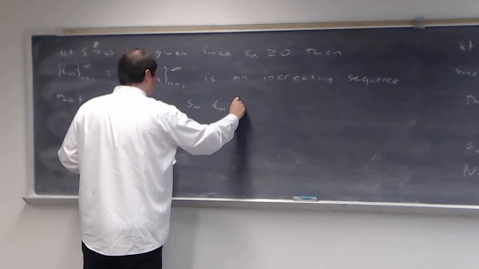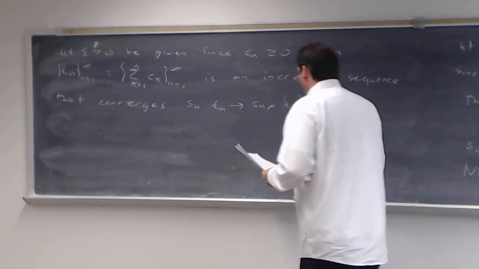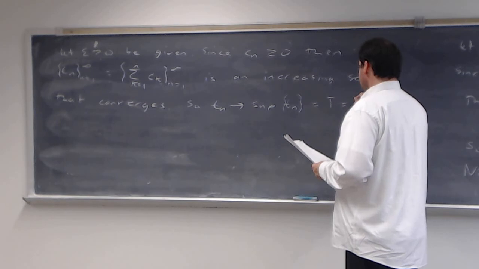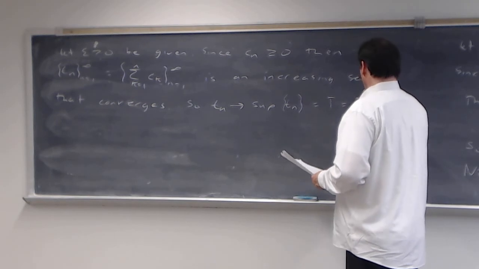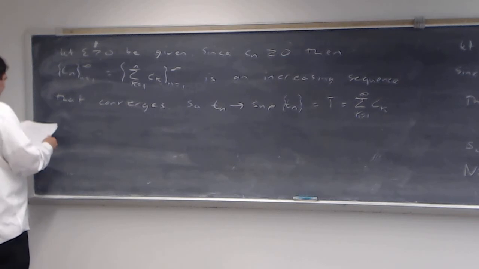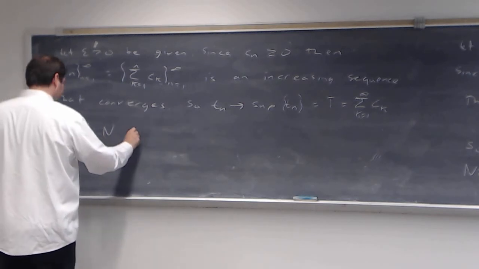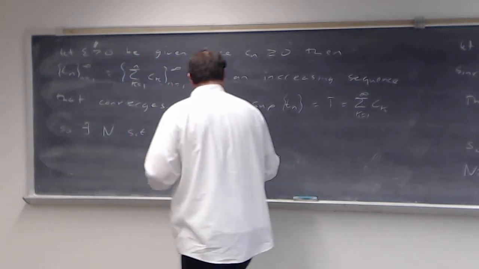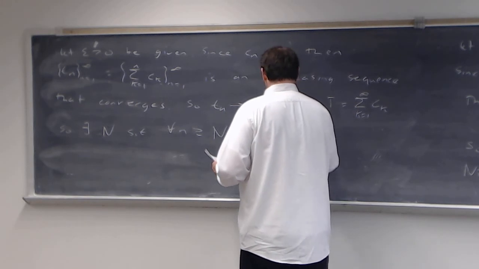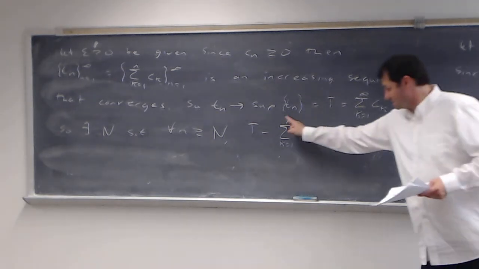So these T sub n's converge to the sup of the T sub n's. This is by the monotone convergence theorem, in which we could just call this T, which equals the sum as k runs from 1 to infinity of c sub k. Okay. So what that means is that there exists a natural number big N such that for all n greater than or equal to this big N, T minus the sum as k runs from 1 to N of c sub k is less than epsilon. That's what it means for this sequence of partial sums to converge to T.